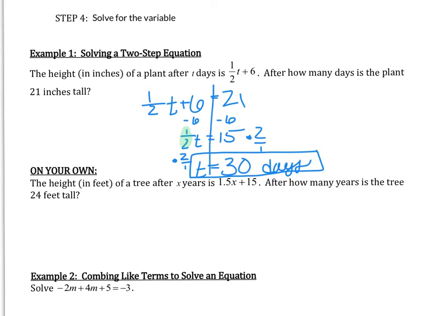I'm going to start showing my work, but I'm not really going to talk too much through it. And don't let the decimal throw you off. Just remember to move it over once you have to divide by that 1.5.